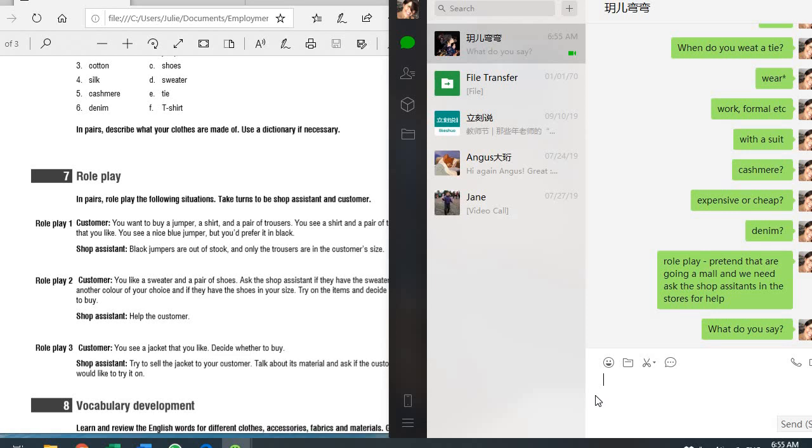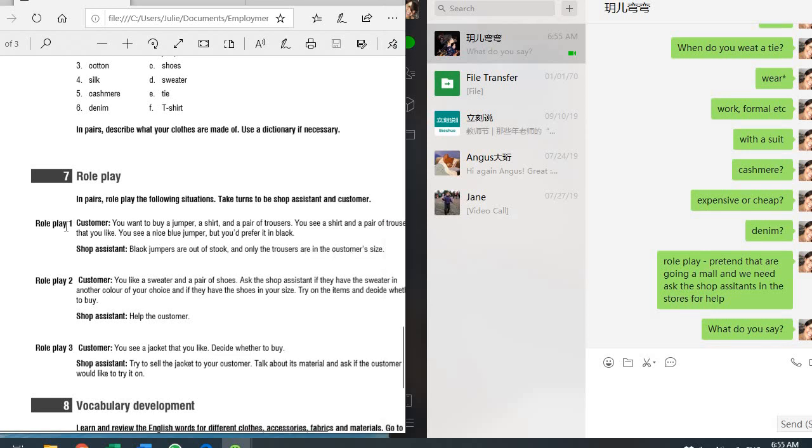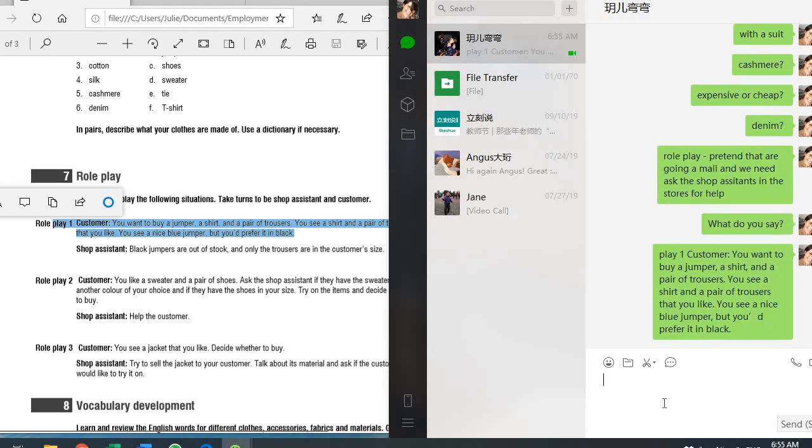I want to buy a jumper, shirt, and a pair of trousers, but you prefer them in black. Black jumpers are out of stock, and only the trousers are in the customer's size. So don't pay attention to what the shop assistant says. We just want to focus on the customer. So what do you say to the shop assistant?